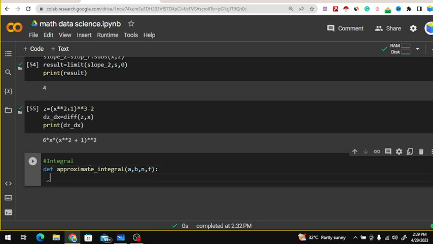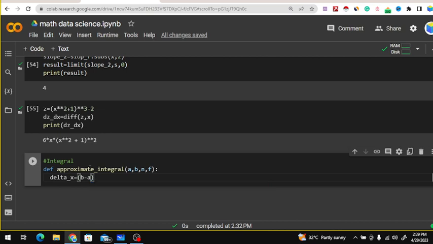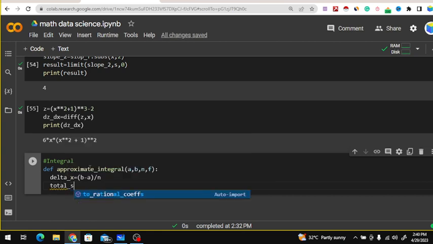And delta, delta_x should be equal to B minus A, divided by N, and total sum should be 0. Total_sum should be equal to 0.